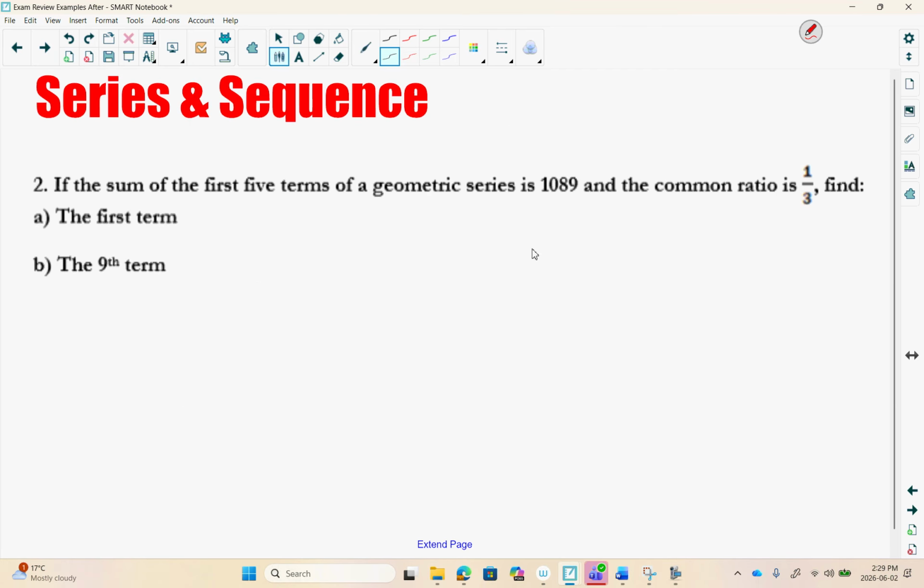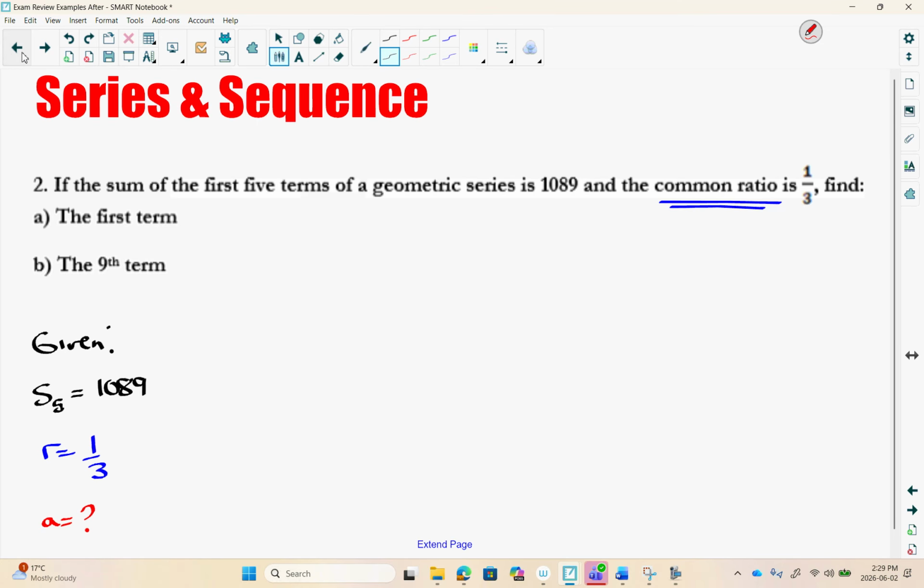The next question talks about a geometric series. It's helpful to write down your given information. It says if the sum of the first 5 terms, so they're telling me S5 is 1089. The common ratio, that's the R value, is 1/3. Find the first term. I want to find A.